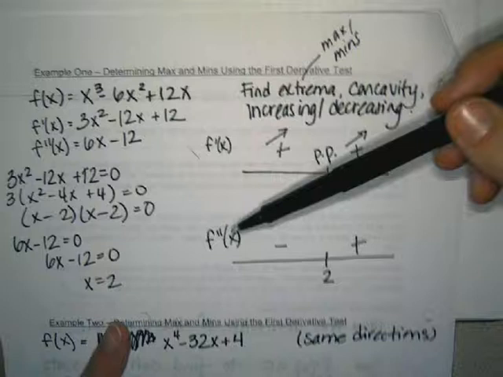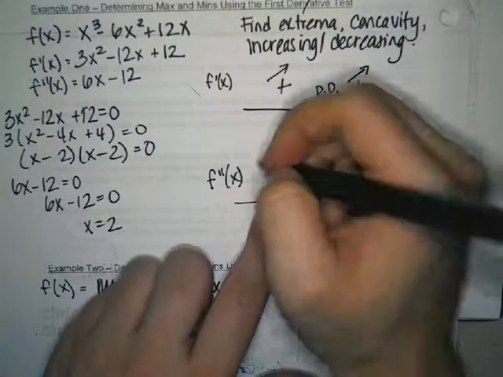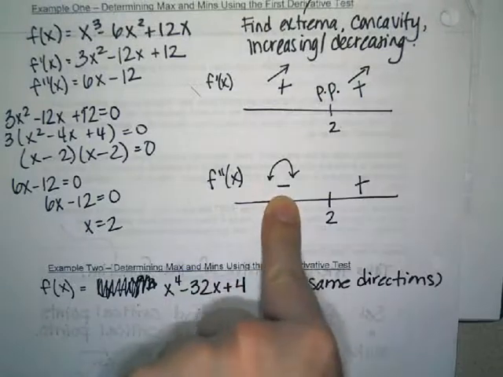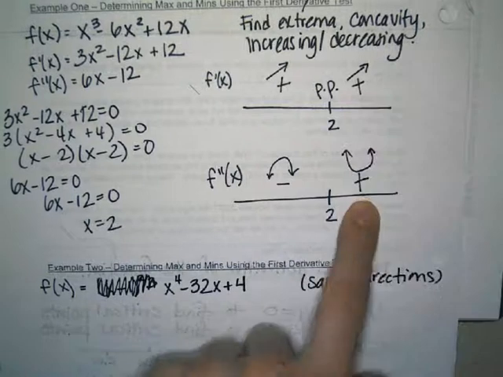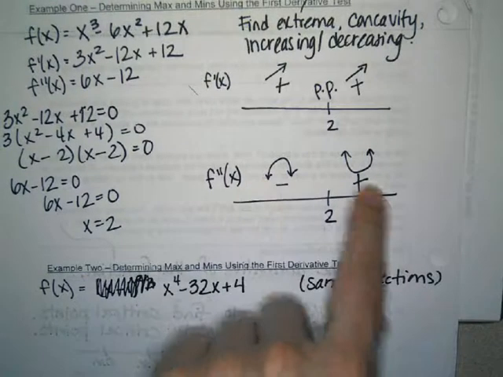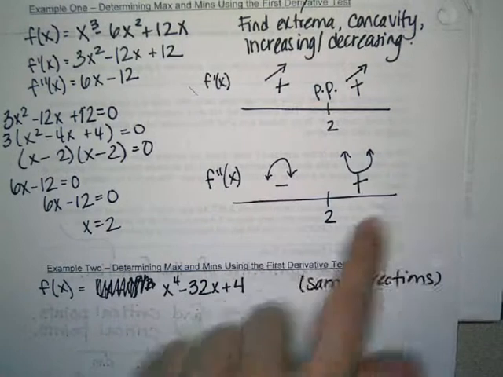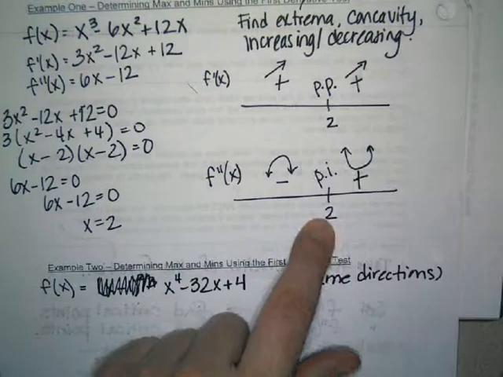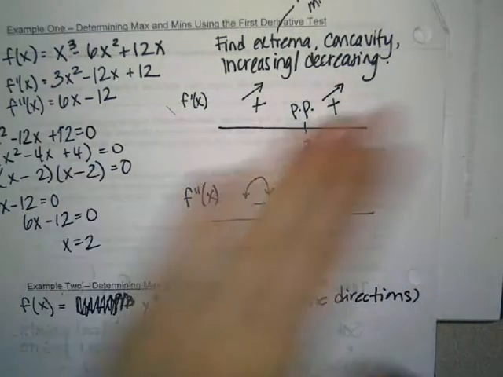Then the second derivative, where the second derivative is negative, that means we're concave down. So the curvature will be downwards. Here the curvature is going to be upwards. Wherever the concavity switches, that point is called a point of inflection. Okay, so if you had to determine all this stuff, you would make these sign charts.